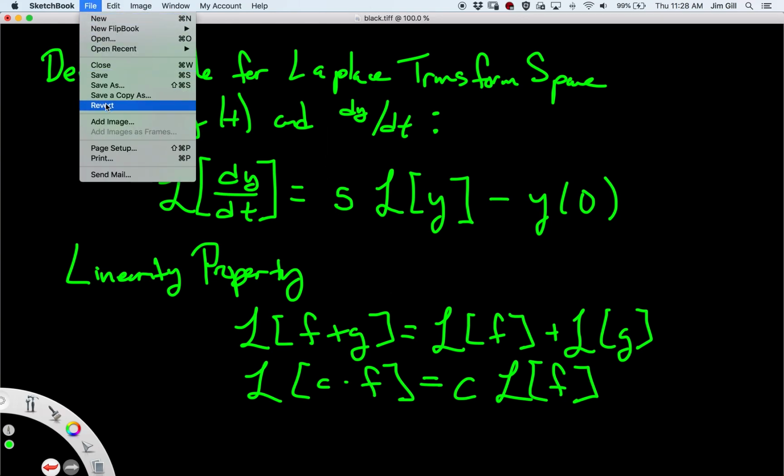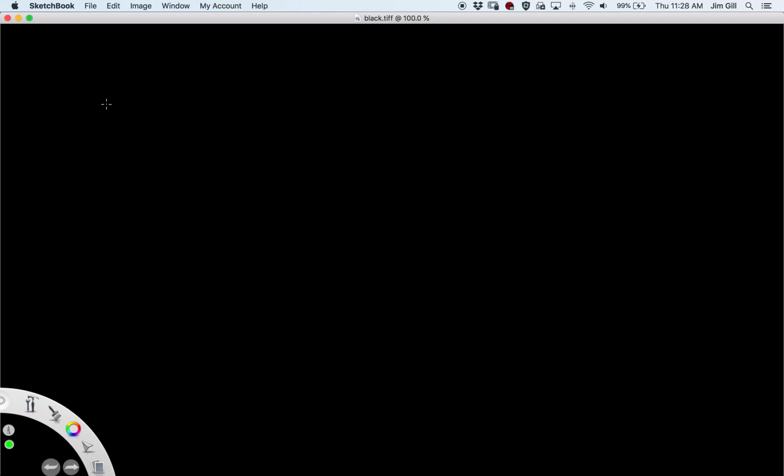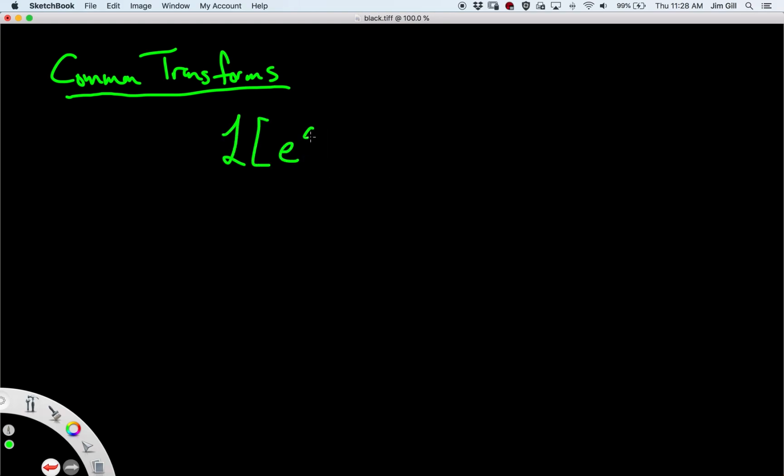But one more thing I want to say before we go on here. It's important to know some common transforms. And any book that covers the Laplace transform will have a nice table that shows you the Laplace transform of some common functions. I'm going to highlight a few here just to give you a sampling of it. This is by no means exhaustive, but as I said, your textbook or the internet will easily give you nice tables of Laplace transforms.